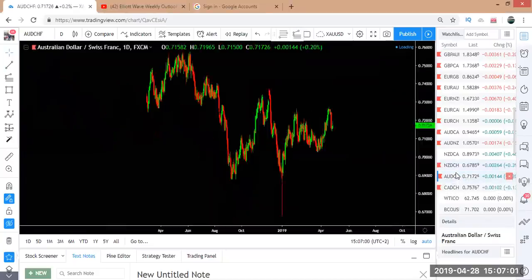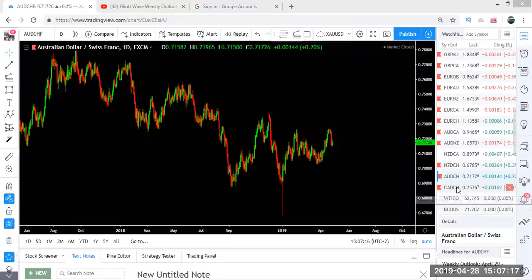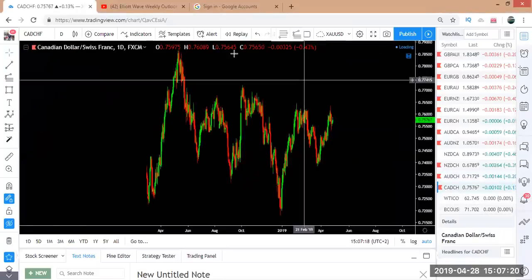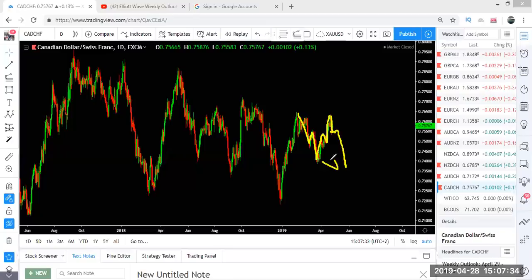Looking at Aussie Swissy. Aussie Swissy also, this one has retested the top here. Get this one here to come back and retest the low here. And CAD Swissy, before we do oil, same, 1, 2, 3 down, 1, 2, 3 up. Now we're making a passing move to the downside. Is this going to be a corrective structure for downside? Let's see how that plays out.